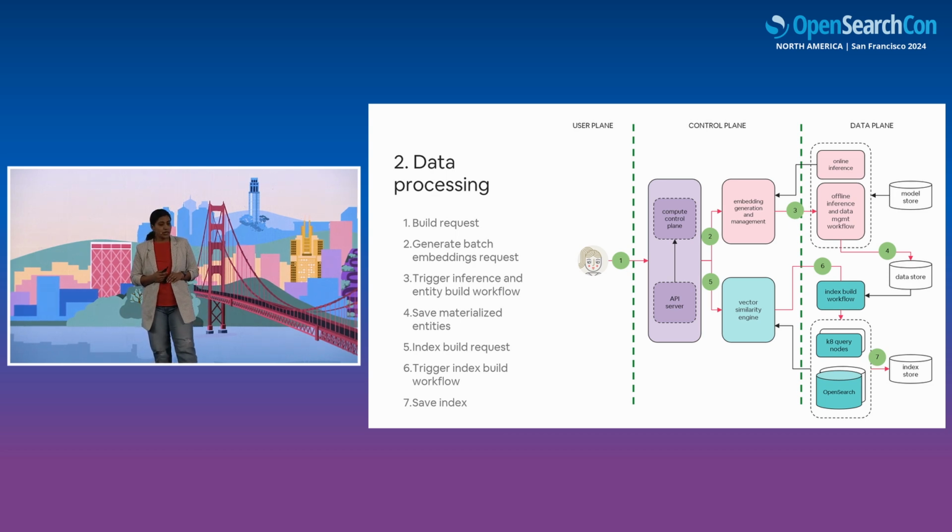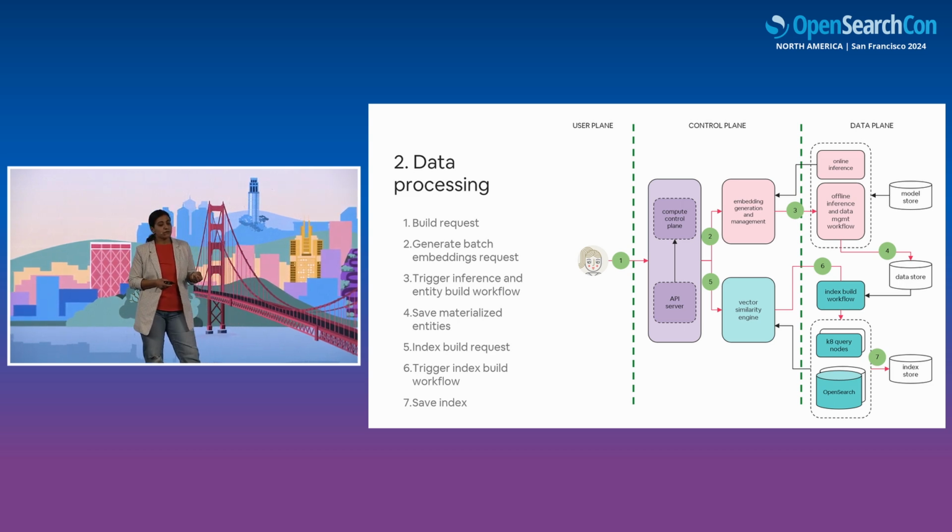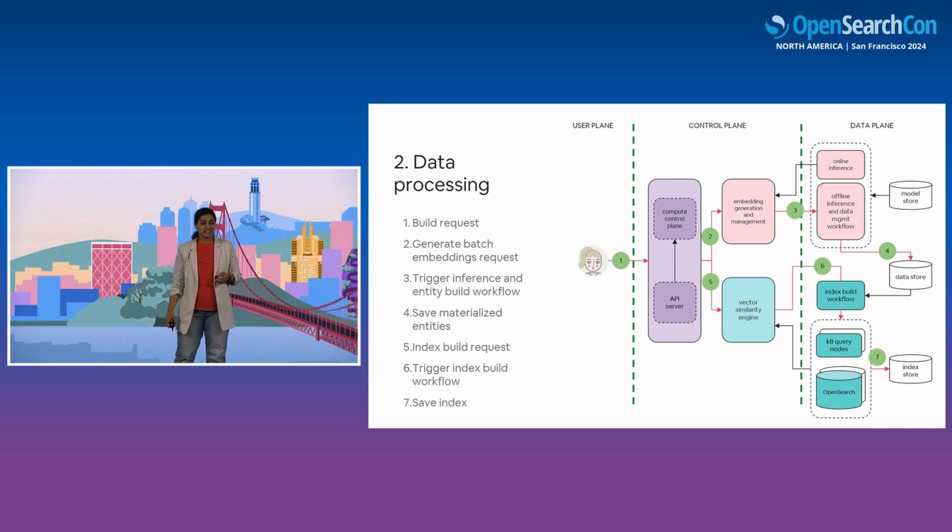This is a typical data processing workflow. It's an offline data processing workflow that generates the embeddings and also builds a search index. An incoming build request starts with a generate batch embeddings request, which then internally triggers the offline inference and data management workflow.